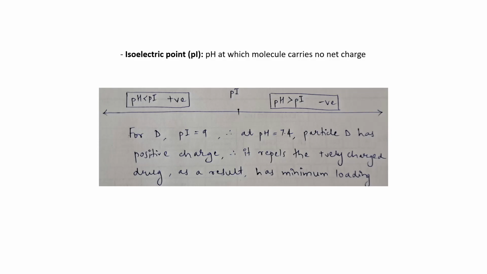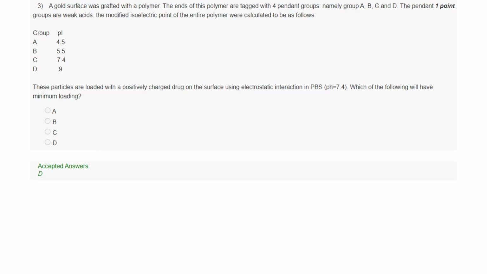So if you consider this point as the isoelectric point, then we have to figure out what happens below and above it. If the pH surrounding the molecule is higher than the isoelectric point, it is going to carry a negative charge. If the pH of the surrounding environment is lower than the isoelectric point, the molecule is going to have a positive charge. So the question is, these particles are loaded with a positively charged drug, meaning if you want to have minimum loading, then your polymer as well as your drug should be positively charged. So essentially the question is asking us, amongst these polymers, which polymer is going to have a positive charge at pH 7.4, because the surrounding pH will be the pH of this PBS.